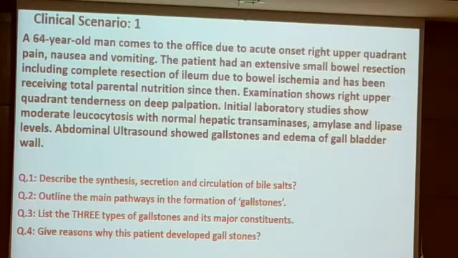So what is the main pathogenesis in the formation of gallstones? First, the concentration of the cholesterol needs to be more than the bile salts. After that, if you have more cholesterol, then you would have crystallization also. So what are the three major components in the bile? One is the bile salts, the other is the phospholipids, and the third one is the cholesterol. So why don't we normally have gallstones? Because the concentration of bile salts normally is more than the cholesterol, so it can emulsify it.